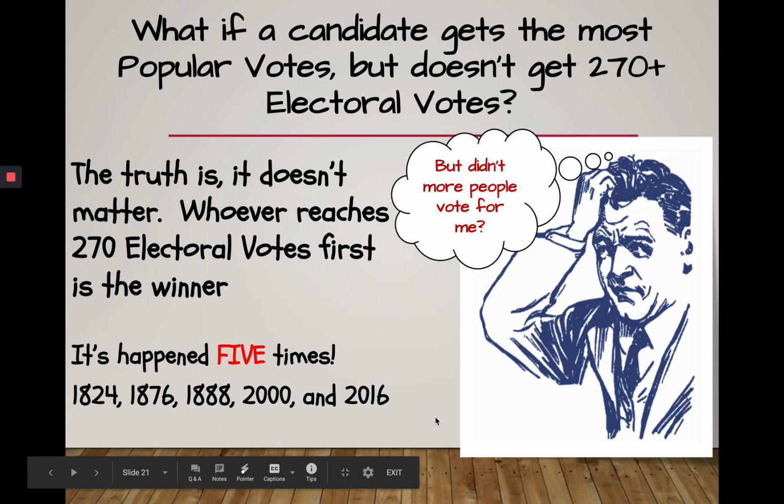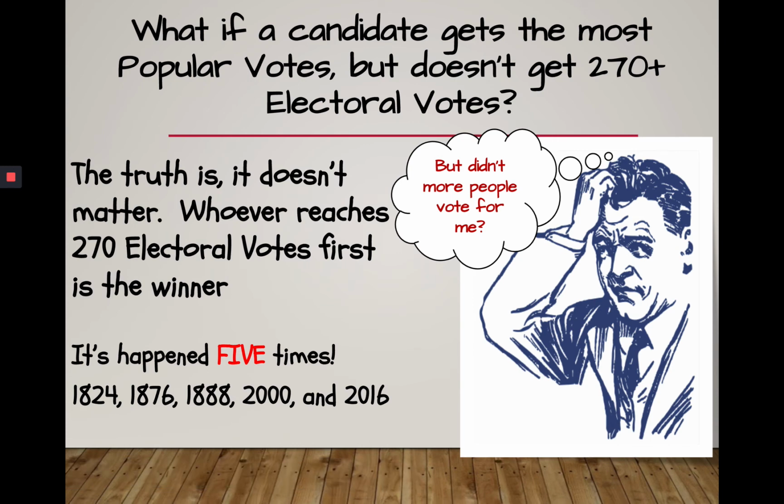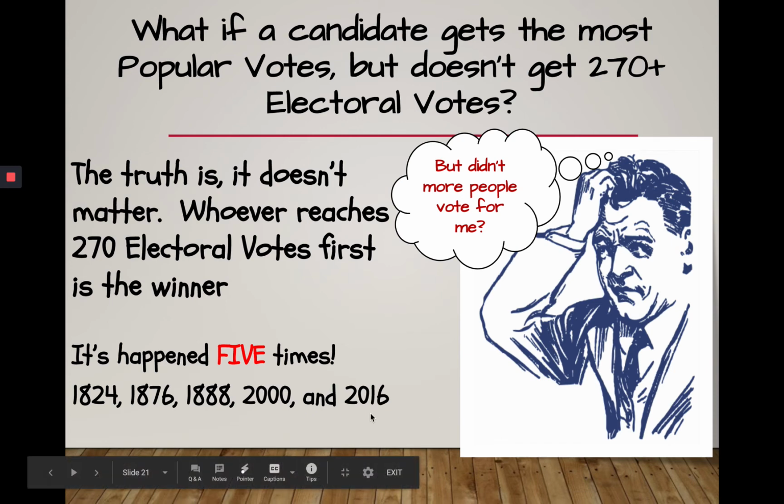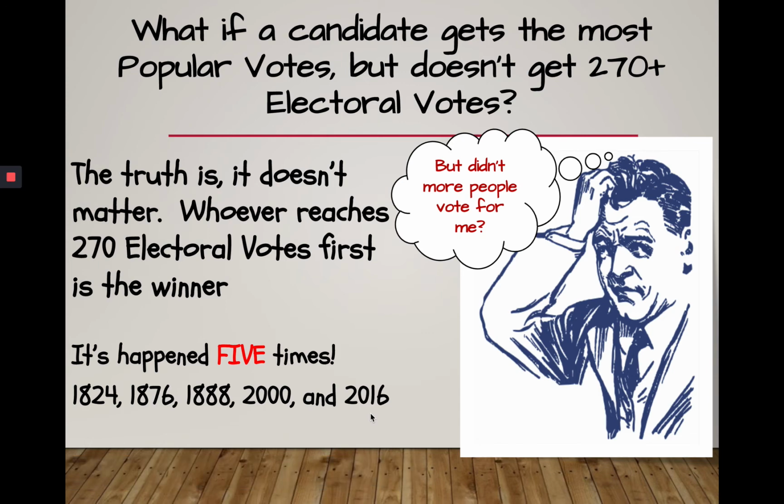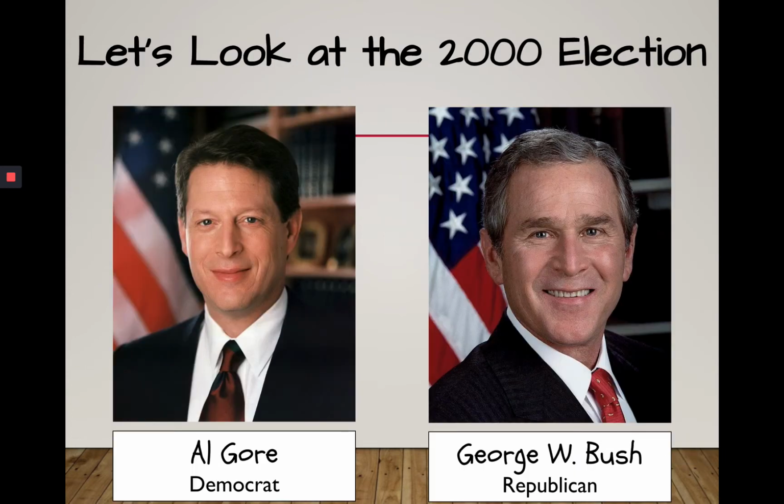So again, it has happened several times that somebody has gotten more votes out of the whole country, but they don't get the 270 electoral votes. And this happens a lot when it's really close in states, because again, if 1 more person in Texas votes for a candidate, that candidate gets all of Texas. It's actually happened 5 times, including our last election, where more people voted for the person who lost. So we're going to look at some elections, just as an example.